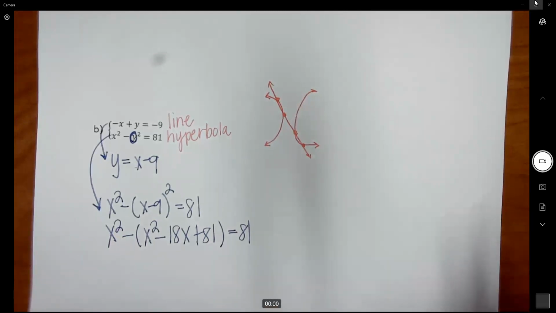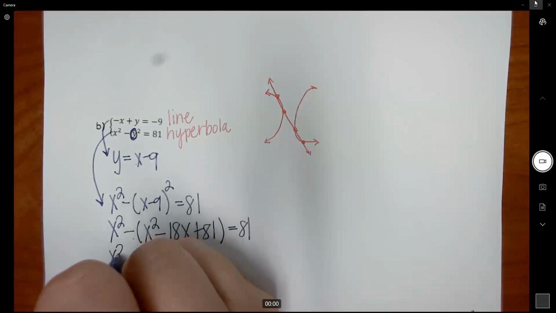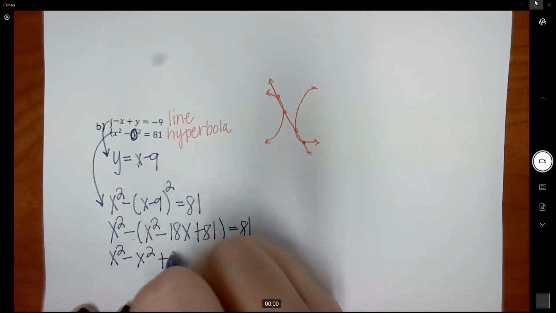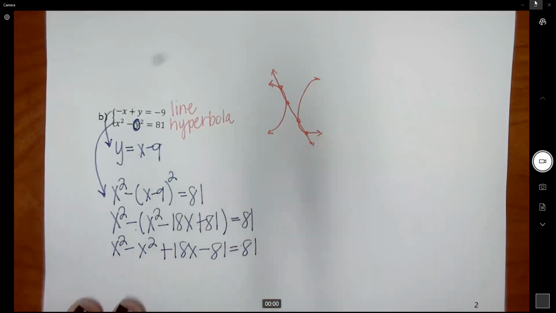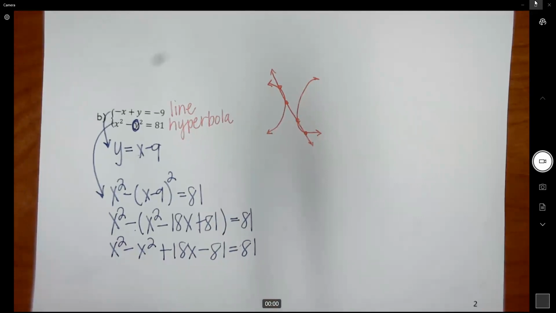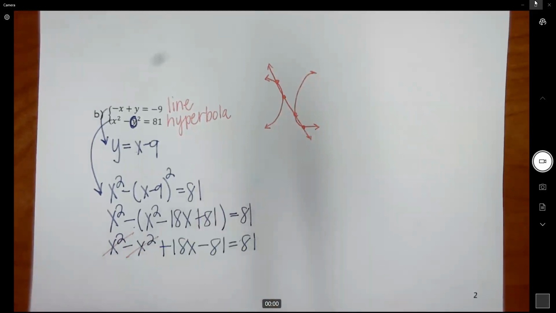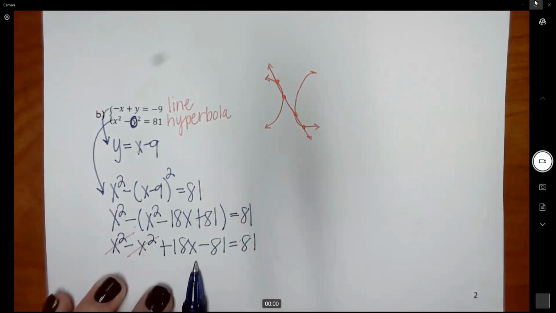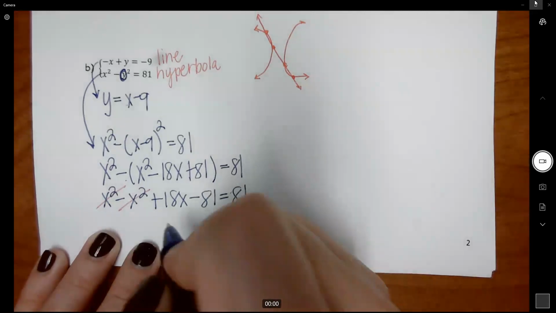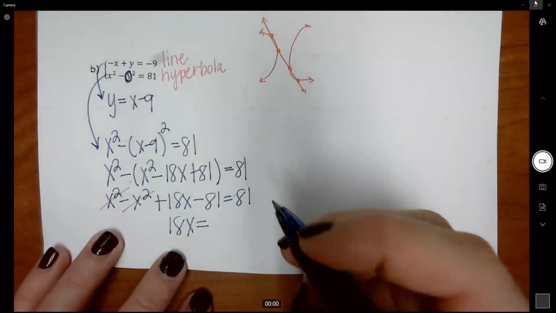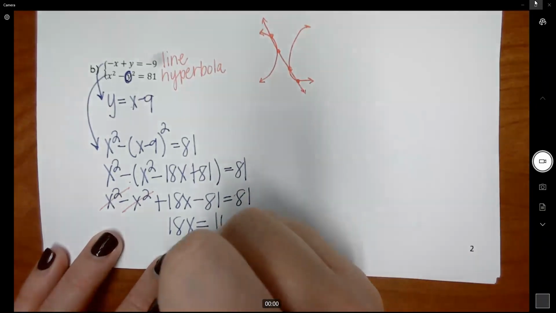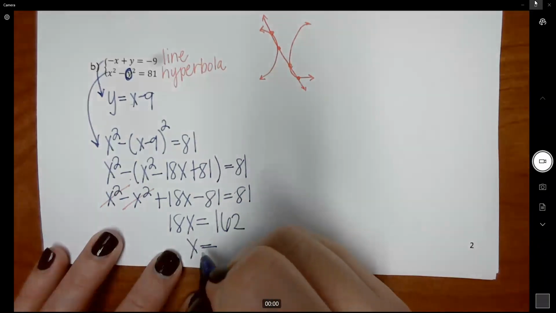Okay. Distribute this negative, and we get x squared minus x squared plus 18x minus 81 equals 81. Well, x squared minus x squared, that's 1 minus 1, that's zero. So I actually just have a linear equation, not a quadratic, because my squares cancel. So let's solve for x by getting x by itself. We're going to add that 81 over to get 18x equals 162. Divide by 18, and we get that x is 9.